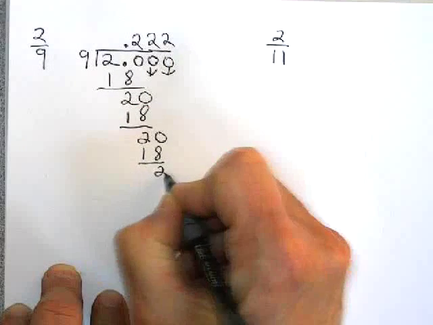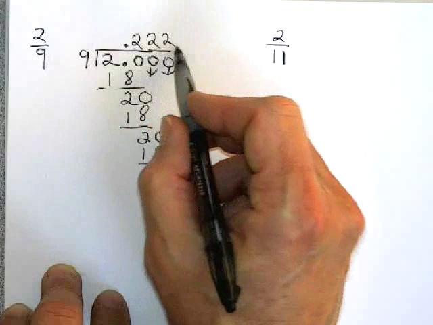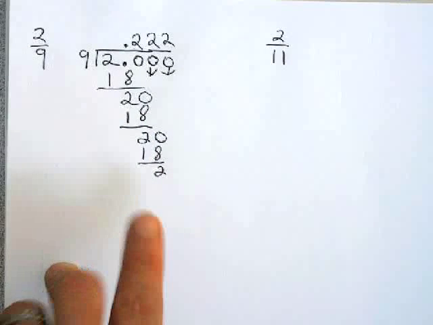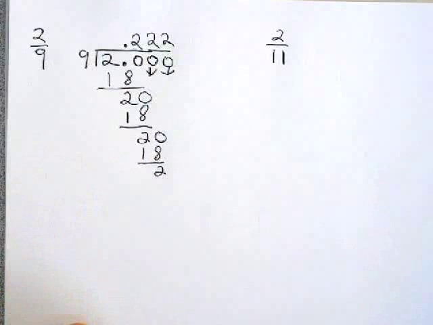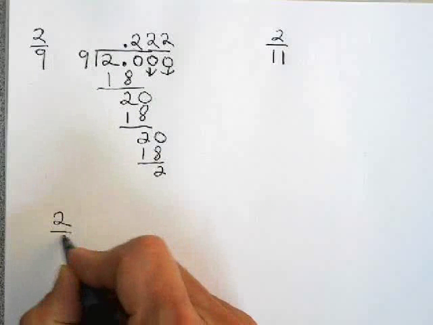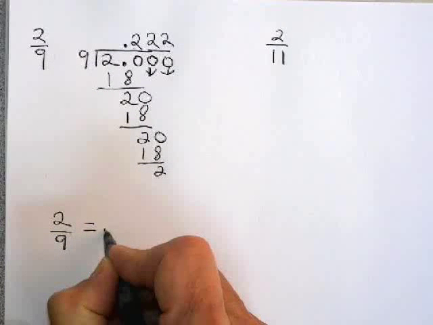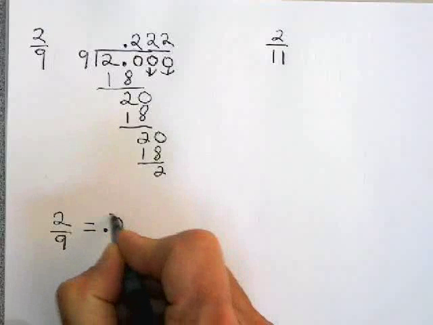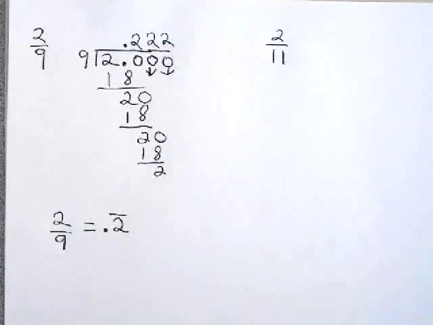And the pattern here is that these 2's are repeating. As a matter of fact, we could be dividing till the end of time, and we would just get 2's in our quotient. So that leads us to this. We can say that 2/9 equals 0.2 with a bar over it. And what does the bar mean? The bar means that the 2 keeps repeating when we divide. So 2/9 is equal to 0.2 repeating.